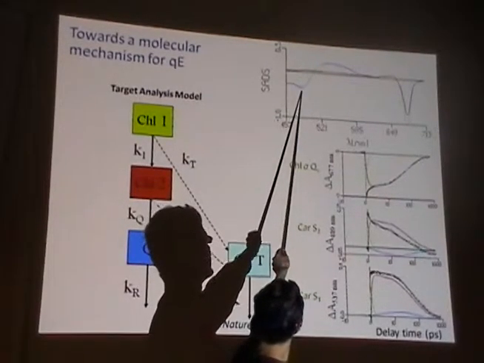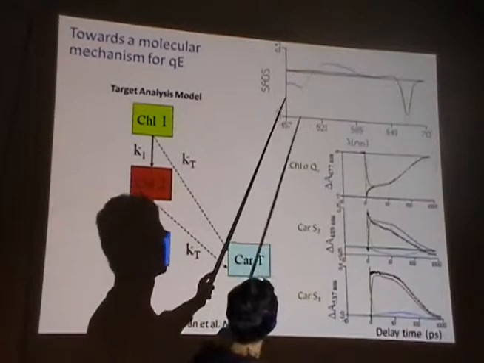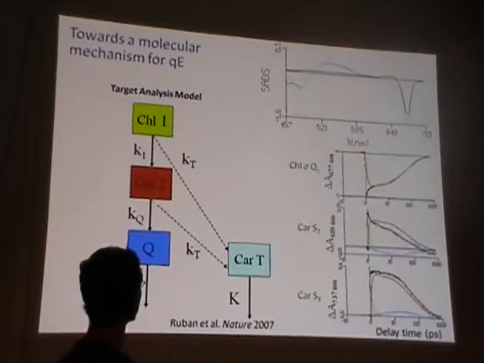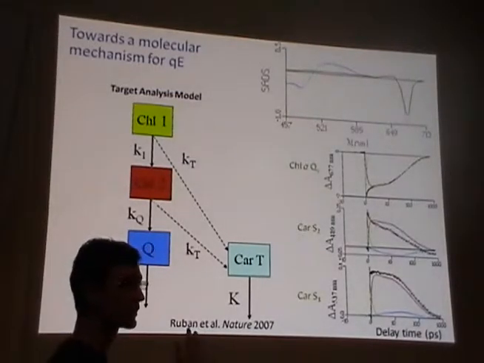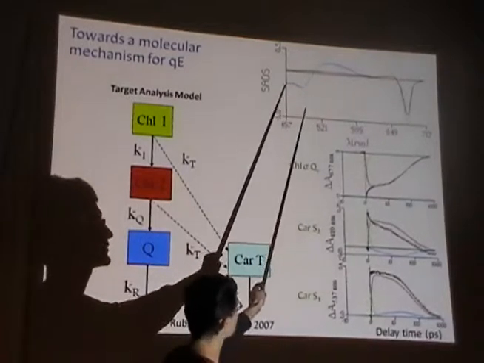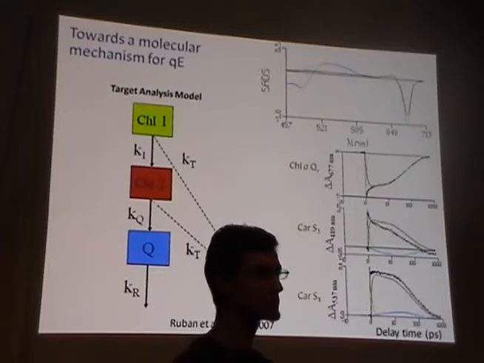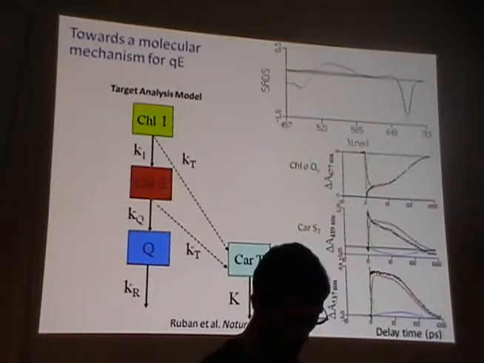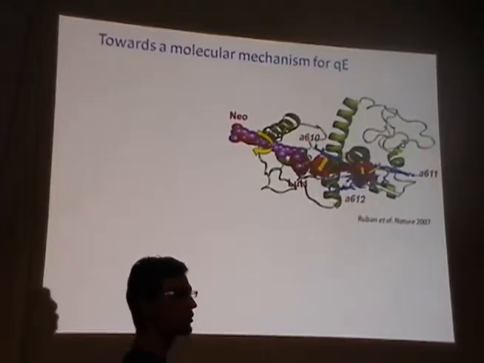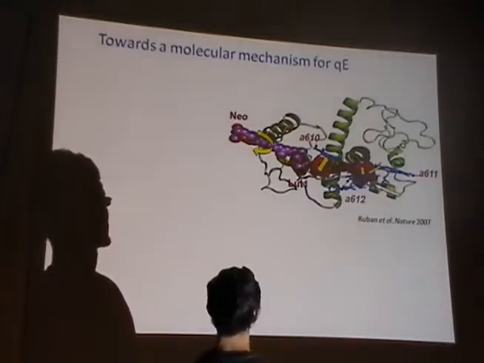Okay, so these are the species-associated difference spectra that were resolved. The spectrum of the triplet state is very reminiscent of a triplet state, so you have ground state bleach and excited state absorption in that part. But this blue trace is reminiscent of carotenoid S1. So that's why it's carotenoid S1. And not just any, because of the specific position, it's very much related to lutein, a specific carotenoid.